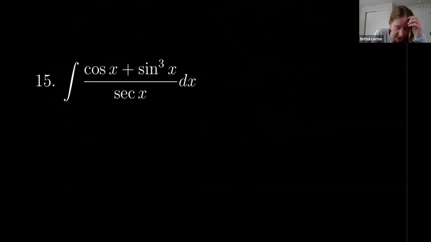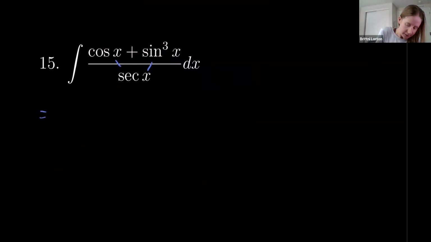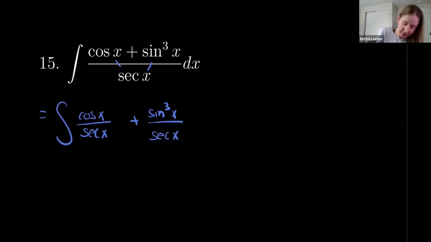There's no quotient rule for antiderivatives, but because I have 2 things on top, I can break up the fraction, or I have multiple terms on top and only one thing on bottom. So I'm going to break up that fraction, and then this is going to turn into the integral of cosine of x over secant of x plus sine cubed of x over secant of x dx.